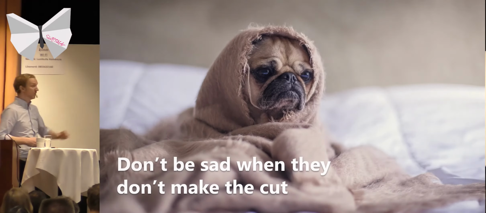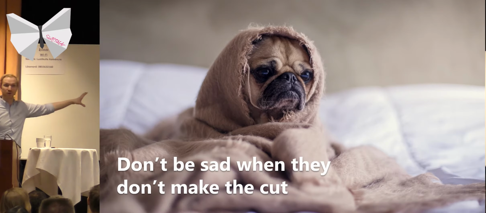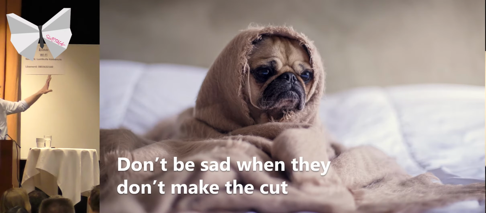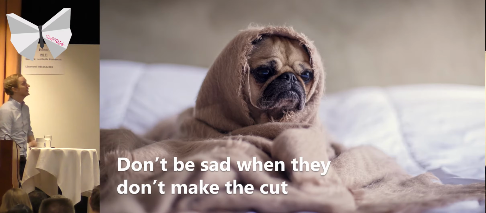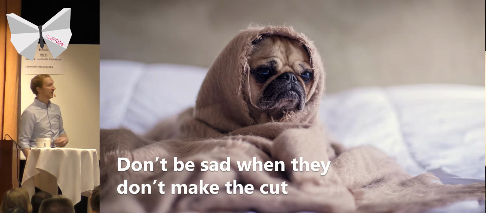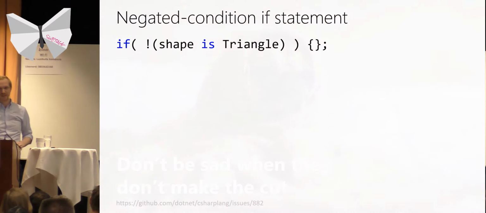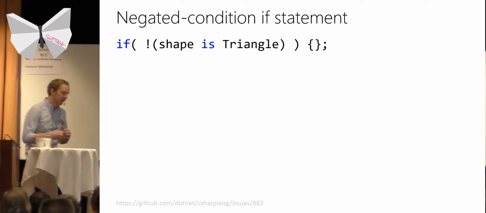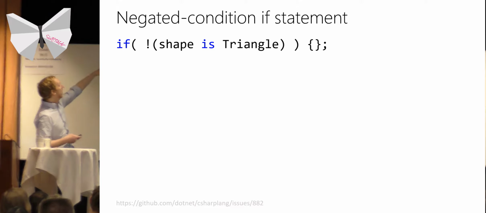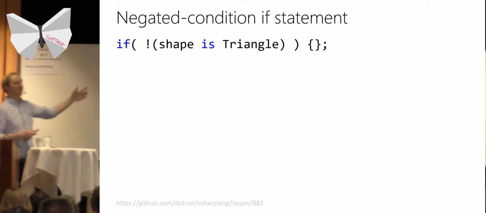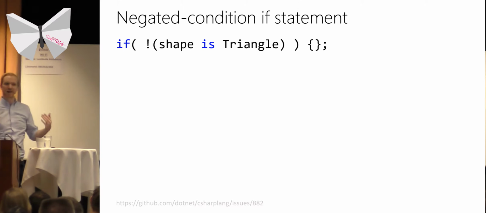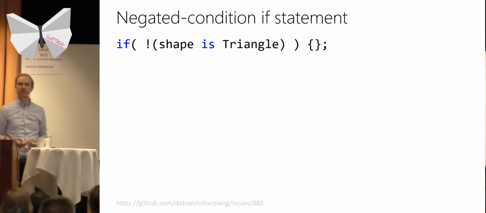Well, don't be sad if the things that I just showed you are cut from the language, nor do you take anything that I say from the next point on as something that's coming to the language, because I don't know, and Microsoft don't know. It kind of depends on the people implementing the features. So they might want to add something called negated condition if statements, just to make it easier for us to not have to write this code here. So if not shape is triangle, which is kind of a really hard way of expressing ourselves, so they want to make it easier for us to express ourselves.